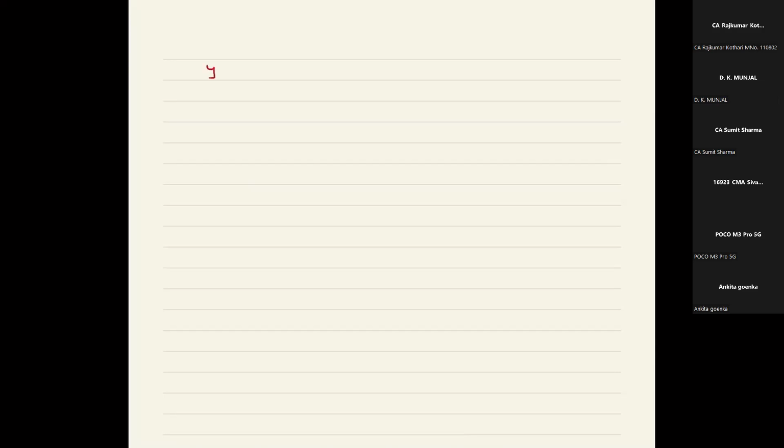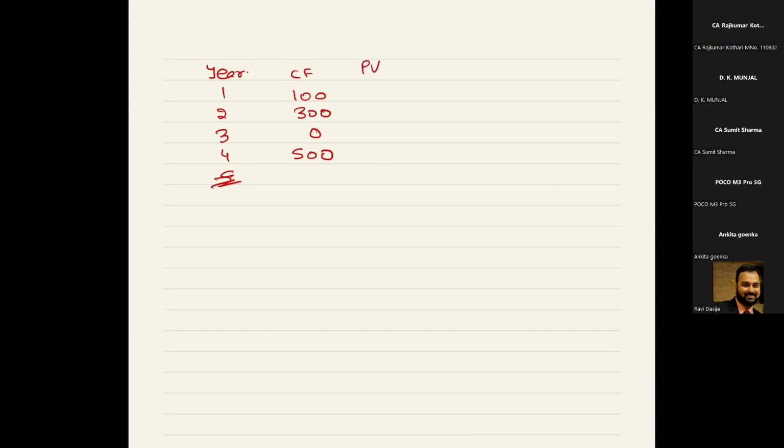So we have to write it here. Year 1, 2, 3, 4, 5. You can put it in Excel. At the year end, the cash flow will be 100, 300, 0, 500. So there are 4 periods only given in the question, rightly mentioned by some of the members very fast. For those who cannot sort out, please sort out with me. We have to calculate the PV at the rate of 8%.